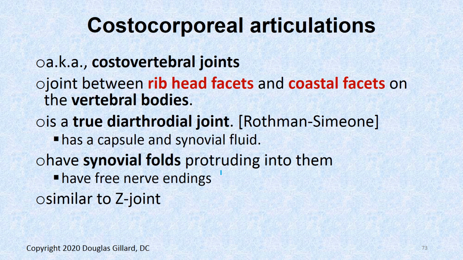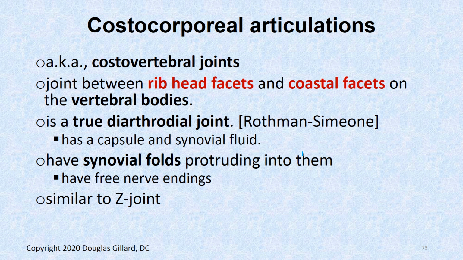All right, let's look at costocorporeal, because corpus is body, so that's where that comes from. So it's the joint between the rib head facets and the costal facets, depending. But it's the joint between the vertebral body and the rib head, I could say. It's a true diarthrodial joint. Has a capsule, has synovial fluid.